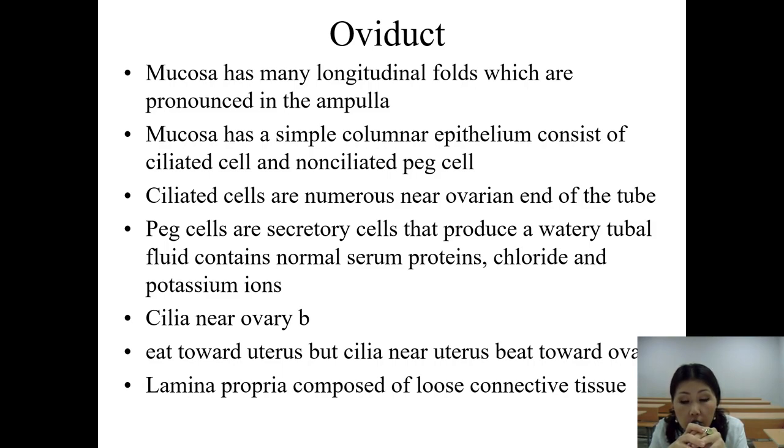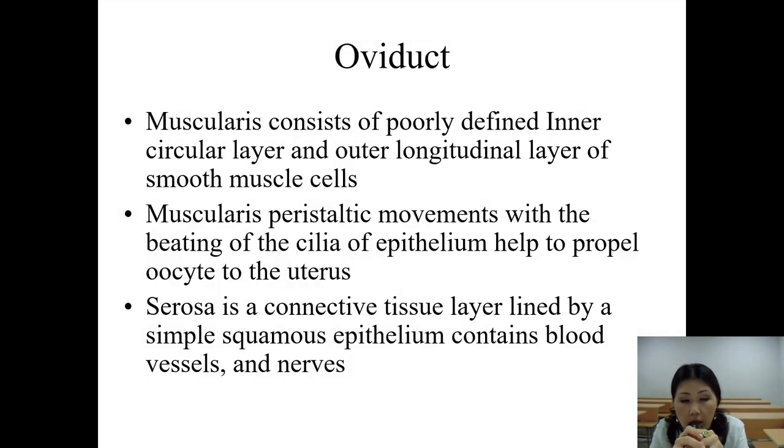Lamina propria is composed of loose connective tissue. And the muscularis consists of a poorly defined inner circular layer and outer longitudinal layer of smooth muscle cells. Muscularis peristaltic movements with the beating of the cilia of the epithelium help to propel the oocyte to the uterus. Serosa is the connective tissue layer lined by a simple squamous epithelium, and contains blood vessels and nerves.